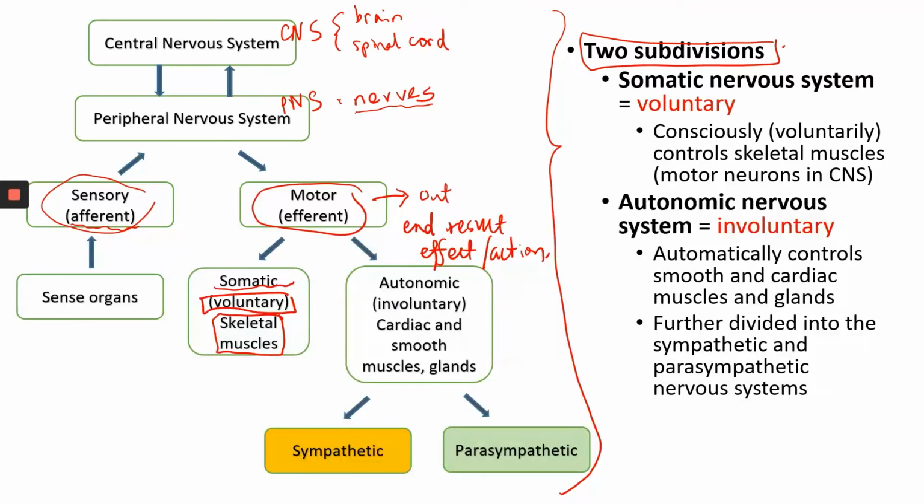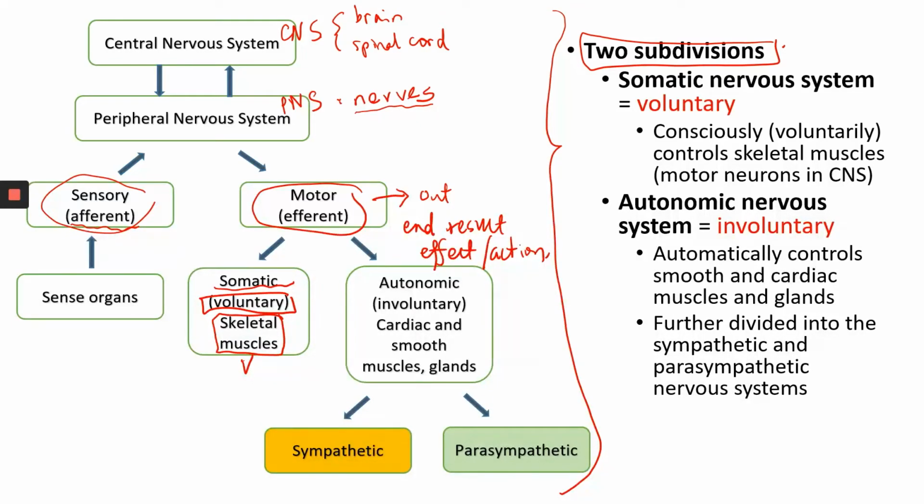So let's do a quick test. Can you move your fingers and your arms? You can, right? You can. If you can't, you are in big trouble. So if you can move them consciously, that means it's going to be under the somatic nervous system. And usually it's pretty much just skeletal muscles, right?